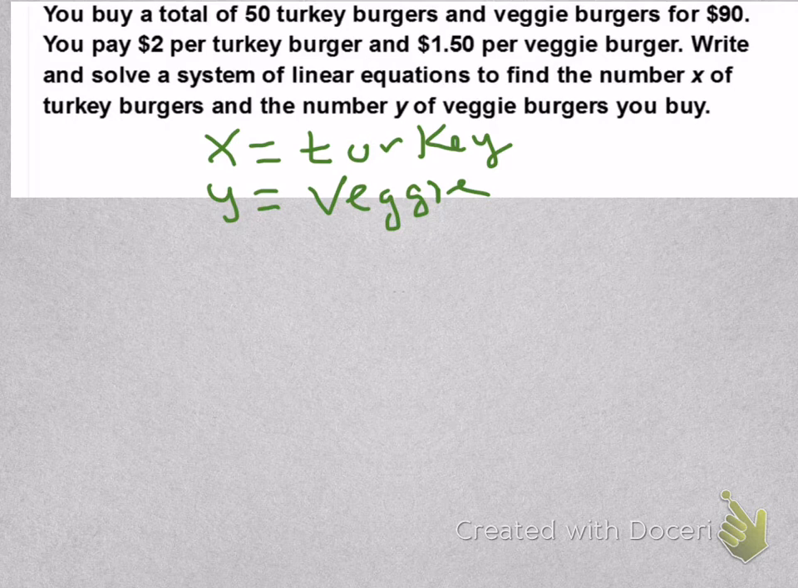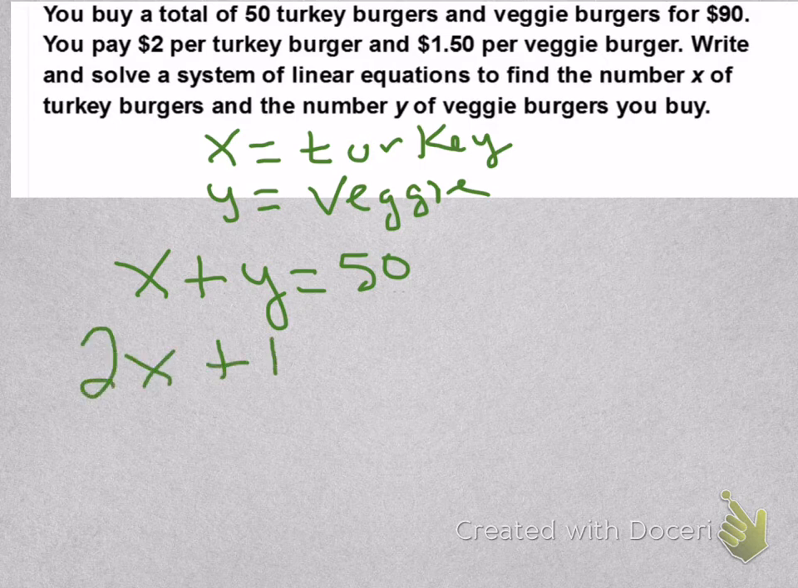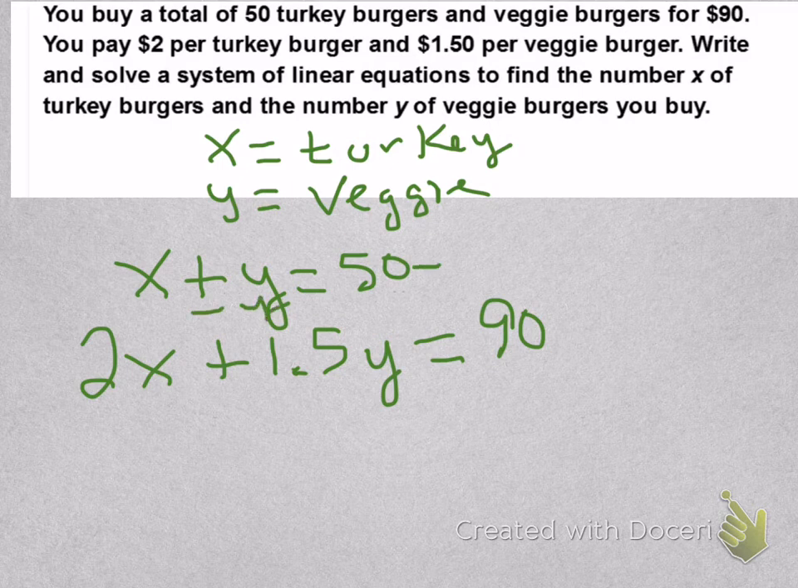So we know that we have 50 turkey burgers and veggie burgers. So that's going to be the first equation. X plus y equals 50. The second part is going to be the money. We know it's $2 per turkey burger and $1.50 per veggie burger. And we know we spent $90. So now we have to get from the top equation the x or y by itself. I'm going to get x by itself, so I do minus y. So x equals 50 minus y.